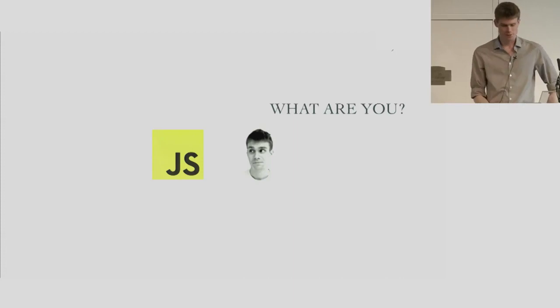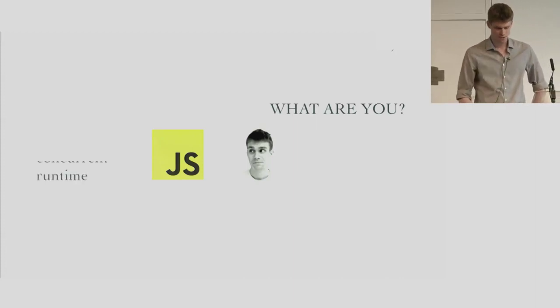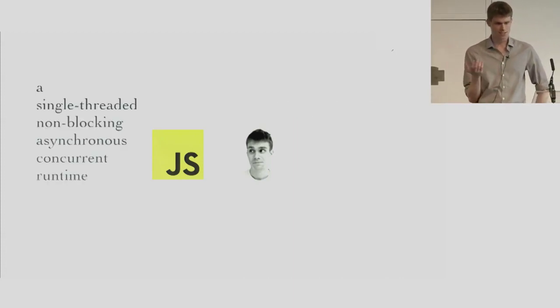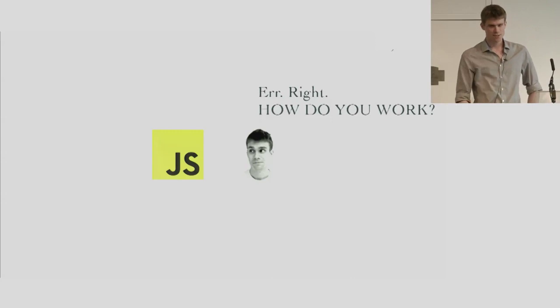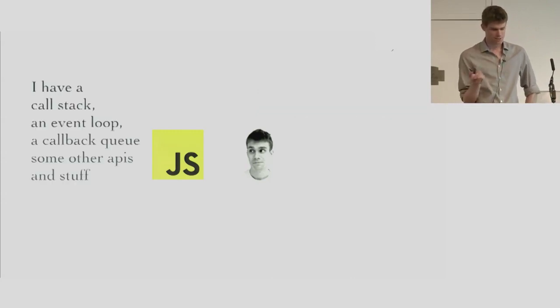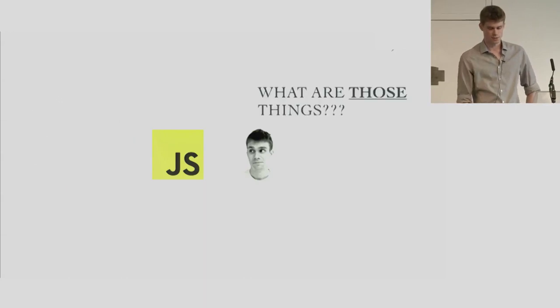So I went to JavaScript, and I was like, what are you? And it kind of replied, like, I'm a single-threaded, non-blocking, asynchronous concurrent runtime. Oh, cool, right. So how do you work? I have a call stack, an event loop, a callback queue, and some other APIs and stuff. OK, I've never heard of those things before, really, and I'm a JavaScript developer. Crap, like, am I a complete imposter here? So, like, what are those things, JavaScript?